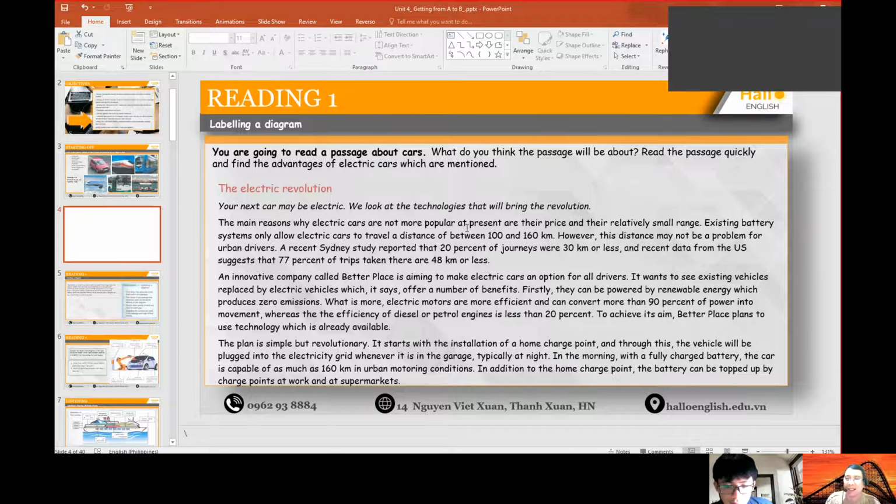Actually, here in the Philippines, we just use electric cars in the city alone. Okay? But they are not allowed to use that in highways. So that's the rule in here.